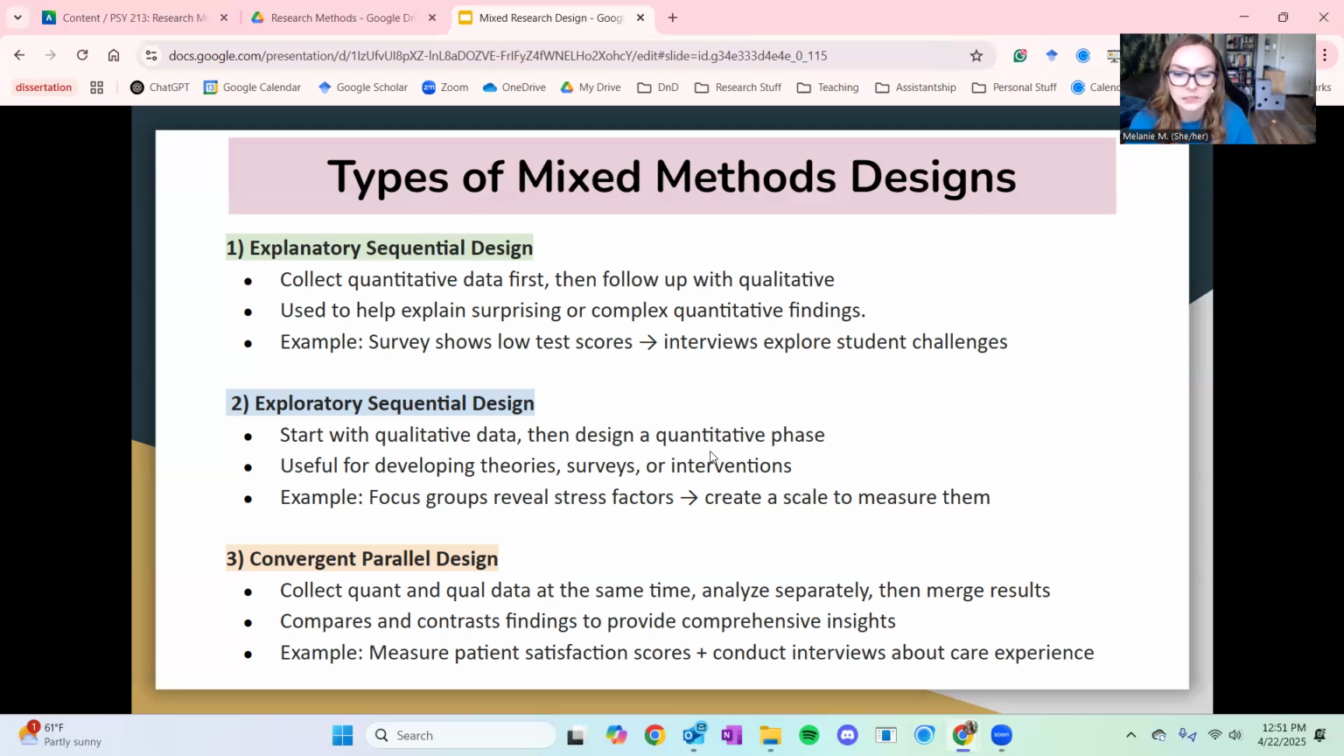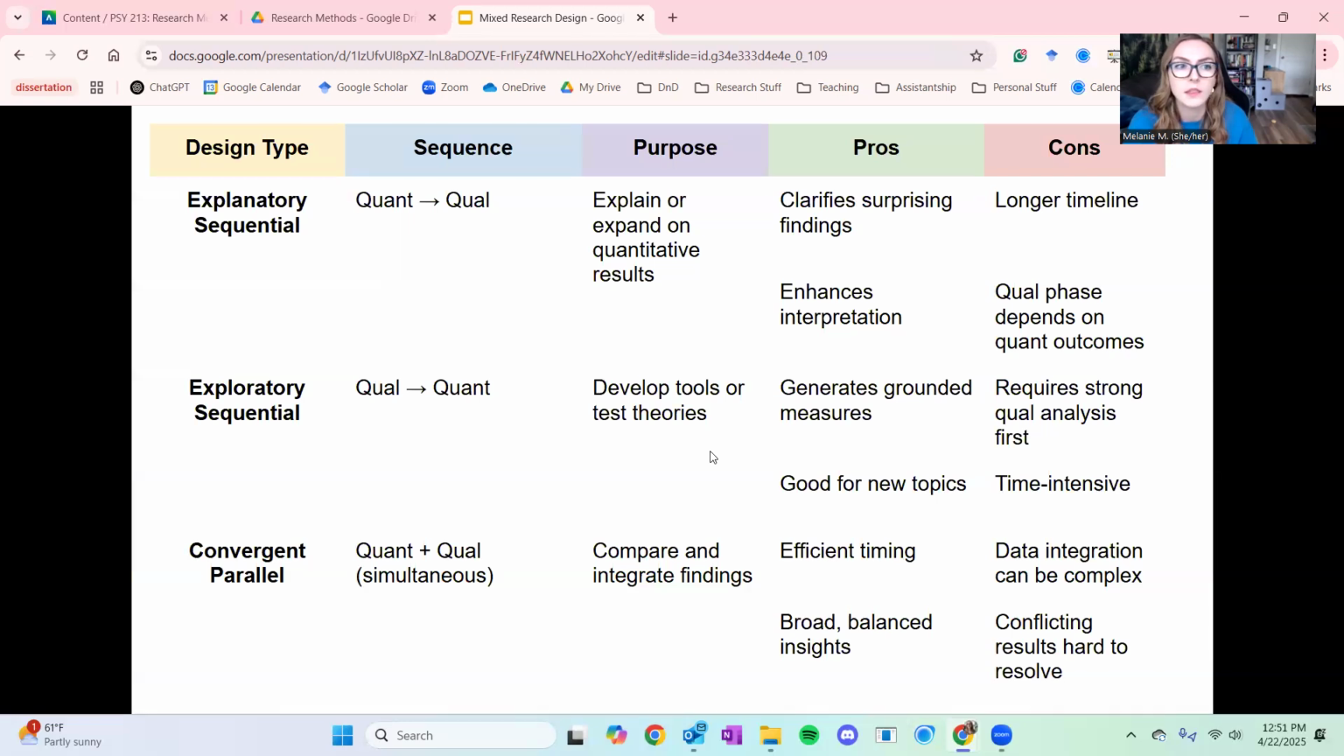Okay, so this is our last slide of this particular lesson. No, it's not one of our longer ones, but it is a recap. And this is talking about each of our design types I just covered and sort of recapping the sequence, purpose, and the pros and cons of each of them. So as you're thinking through your assignments for the week, this will probably be helpful to answering some of those questions. So really just a recap.